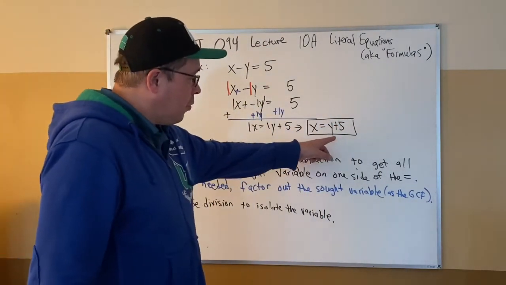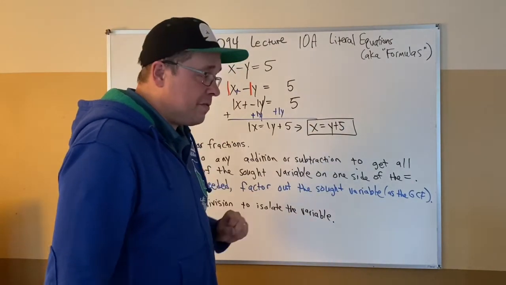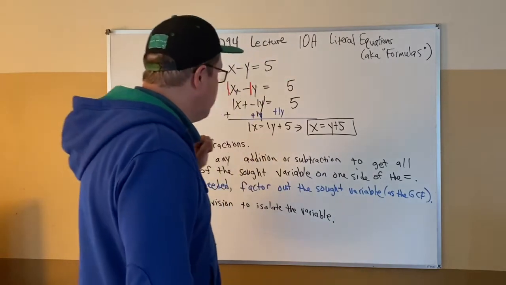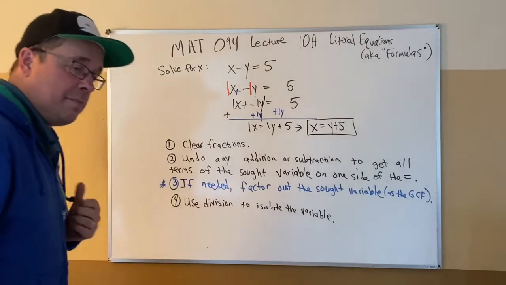If I put a 2 in for y, x will be 7. 2 plus 5 gets me 7. I'll know x is 7 if y is 2. 7 minus 2 gets me 5. The same relationship is maintained.